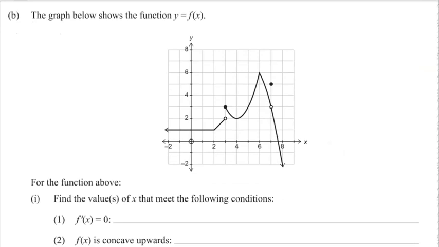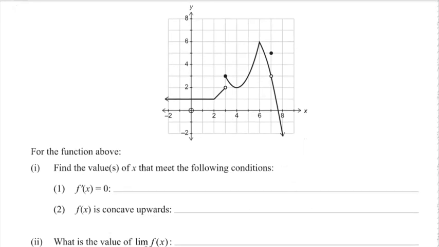Right, part B, we've got this function, we're asked some questions about it. So for this function, find the values of x that meet the following condition. So the derivative is equal to 0. That means that the gradient is 0. We want to know where that happens. So we can see we've got this flat bit here. So everything up to 2. So we can say x less than 2 is our first bit. We've got a point where our graph turns here as well. So the gradient will be equal to 0 at 4, and there's nowhere else.